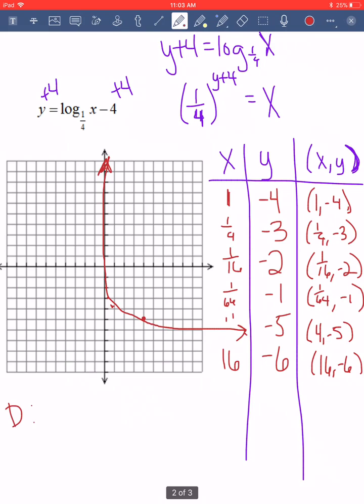Looking at our domain, we're as close to 0 as possible, so it's going to be an open parenthesis 0 to forever to the right, so to positive infinity. And then our range, we're going on and on forever, up and down. So -infinity to positive infinity.